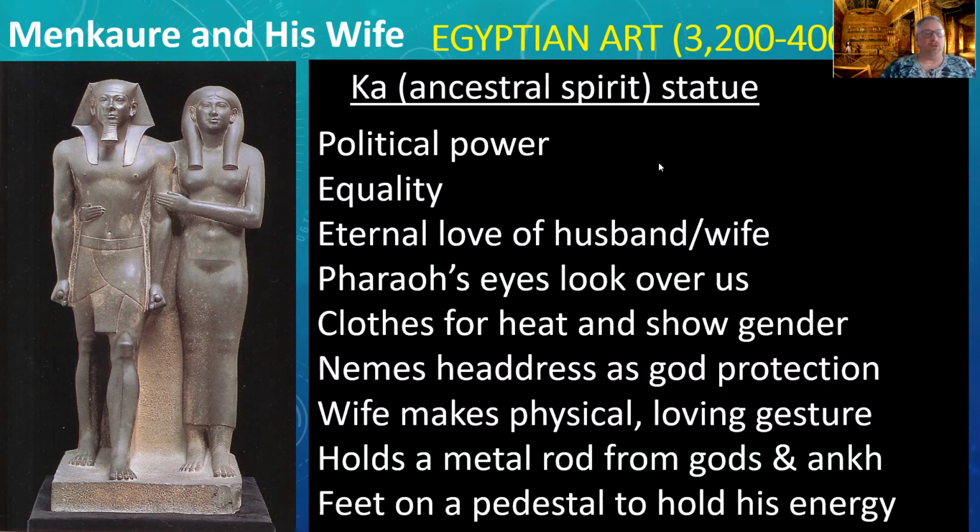The wife makes the physical loving gesture. It's her job to protect him, to care for him, to make sure that he's safe, so he can do the same for all of us, all the Egyptians. He holds a metal rod from the gods and the Ankh for eternal life, and his feet are on a pedestal to hold his energy, like we talked about before. So we can look at the iconography and how it all holds up as a symbol of power.